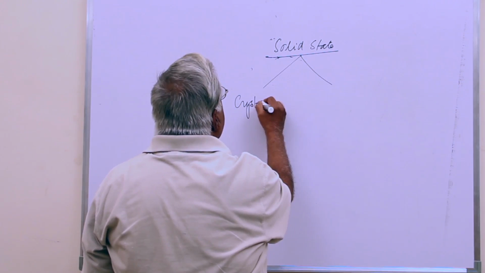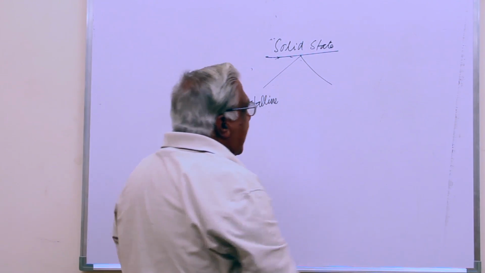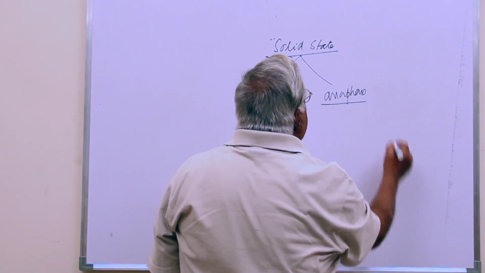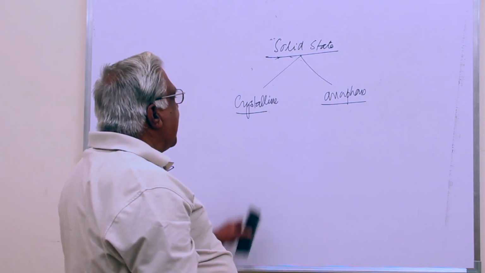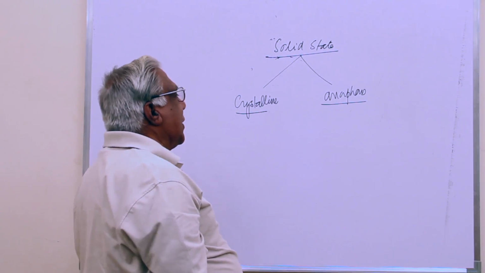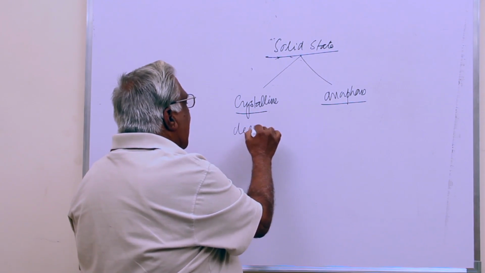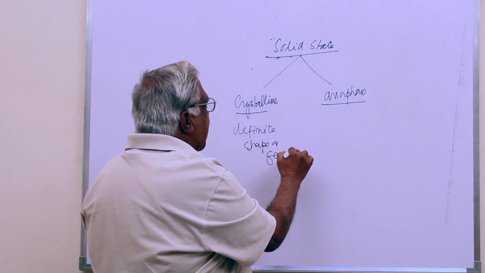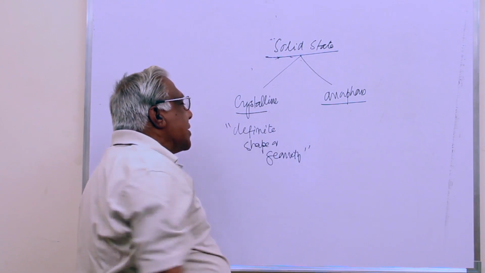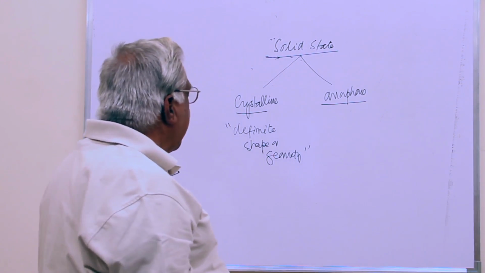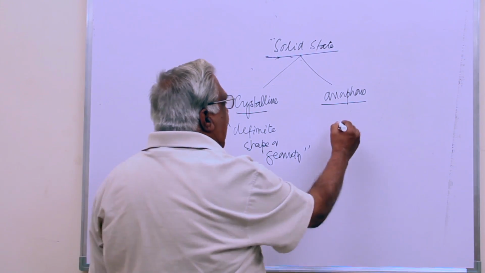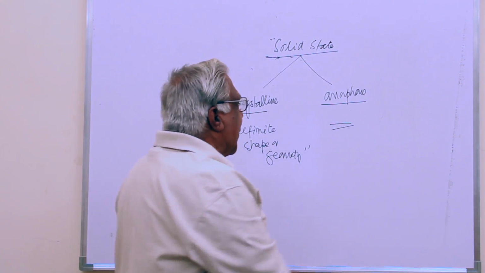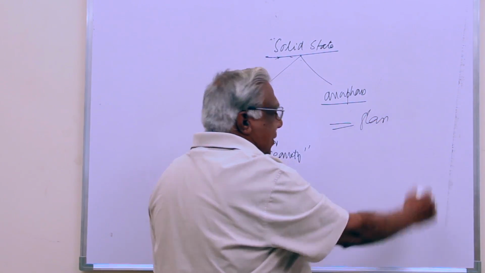One type of solid we are going to call a crystalline solid. The other one we are going to call an amorphous solid. Both of them are solids in one sense. The main difference is that crystalline solids have a definite shape, or we can say geometry. This is very important. Crystalline solids are characterized by a definite shape or geometry, whereas amorphous solids do not have a definite shape or geometry. An example of an amorphous solid is glass or plastics.